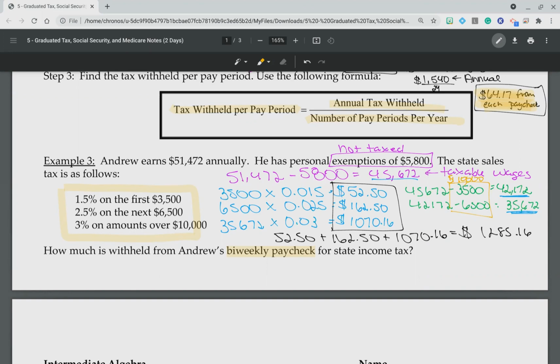So then the next question says, how much is withheld from Andrew's bi-weekly paycheck? If you flip back in your notes, you'll remember that bi-weekly means 26 pay periods. So I'm being paid 26 times per year. I'm going to take my annual tax and divide it by 26, and then that will tell me how much is taken out of each paycheck instead of how much is taken out for the entire year. So type that in your calculator, and I got $49.43 for my final answer.